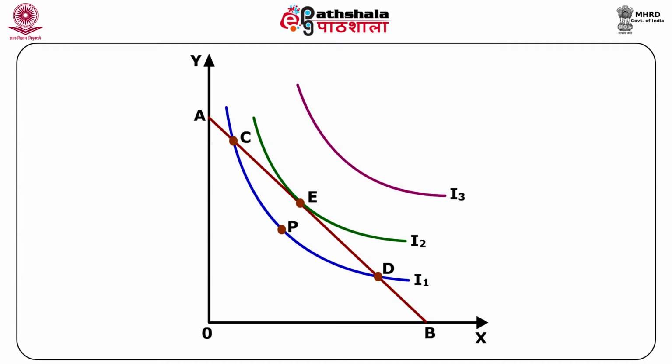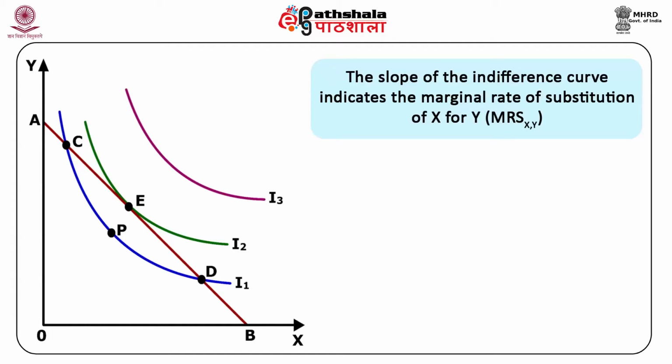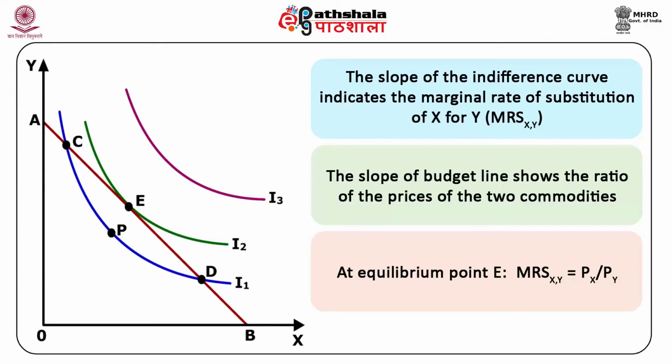At this tangency point E, the slope of the budget line AB is equal to the slope of the indifference curve I2. We also know that the slope of the indifference curve indicates the marginal rate of substitution of x for y, MRSXY, while the slope of budget line shows the ratio of the prices of the two commodities. Therefore, at equilibrium point E, we have MRSXY is equal to Px upon Py.